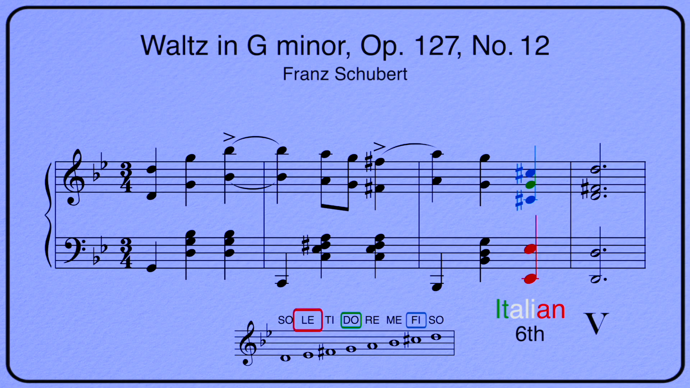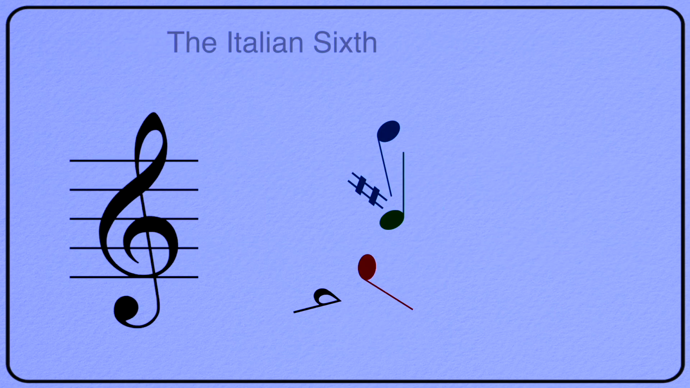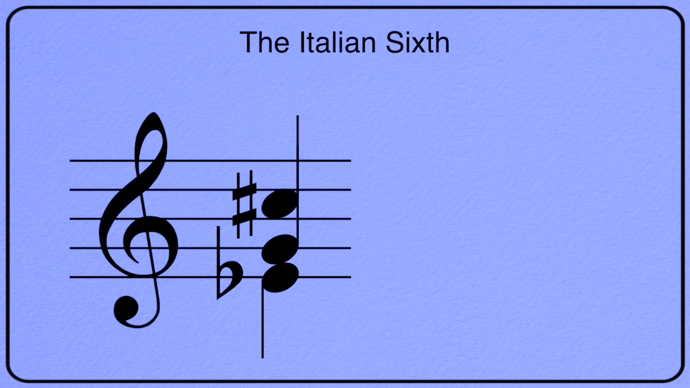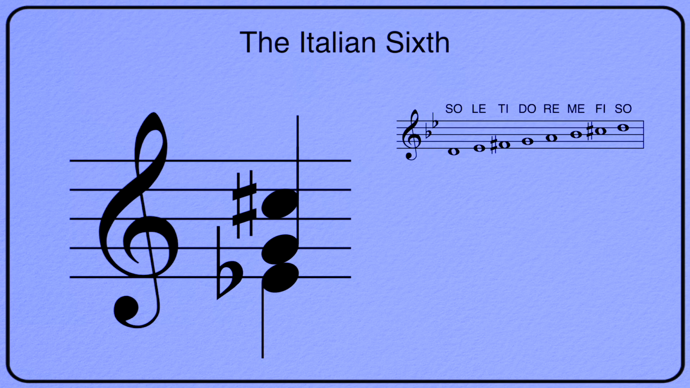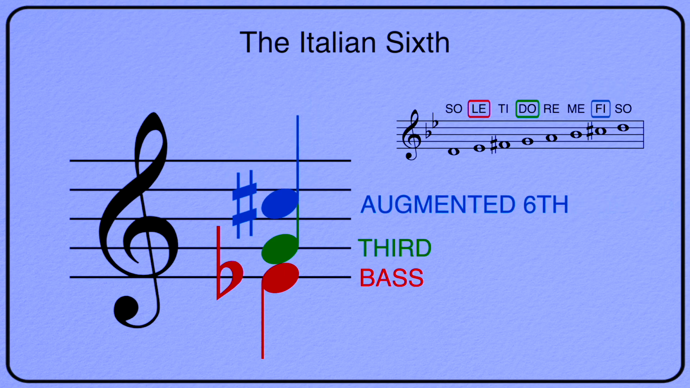Once again, lay resolves down to so, do down to ti, and fi up to so. And you can really see that augmented sixth, lay fi, resolving outward to the octave. Now, the Italian is the only augmented sixth chord that actually has only 3 notes, and in this standard voicing, we'll call lay the bass note, do makes a third above the bass, and of course, fi makes an augmented sixth above the bass. So because the Italian sixth was originally a first inversion triad, it makes sense to give it the figured bass 6-3.